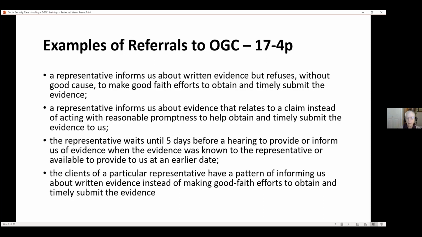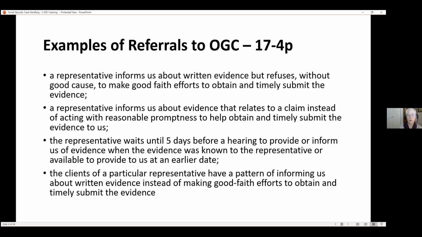Instead of telling us about the evidence, you wait 5 days before the hearing and say, hey, here's a list of 25 providers. I think they have evidence that would be relevant to the case. Did I submit any of it? No. Did I request any of it? No, but I'm telling you about it. That is not something that you should be doing.